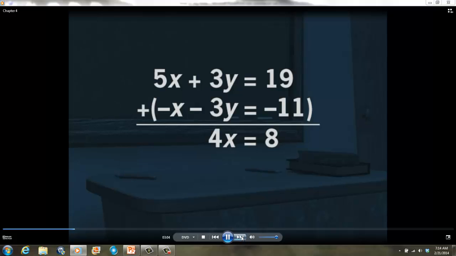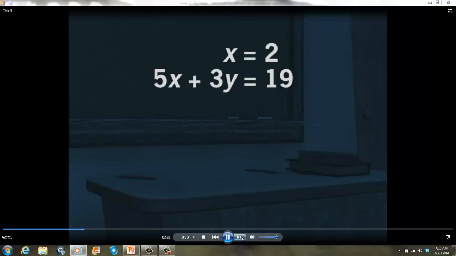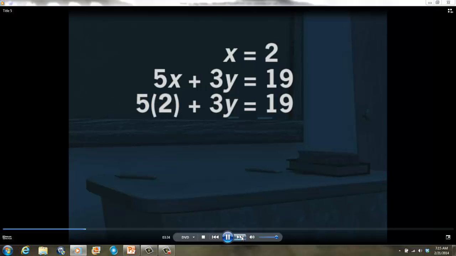Well, if 4x is equal to 8, x is equal to 2. Good, Lizzie. Now, how do we find y? If we know what x is, can't we just substitute that value in one of the equations and solve for y? Exactly, Roxy. But which equation should we use? Use the equation that is easier to work with. I like the first one. We know that x is equal to 2. Substitute 2 for x in the equation 5x plus 3y is equal to 19.